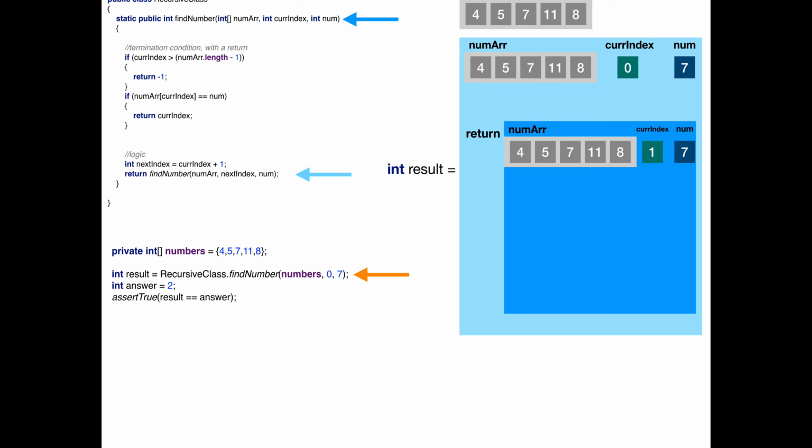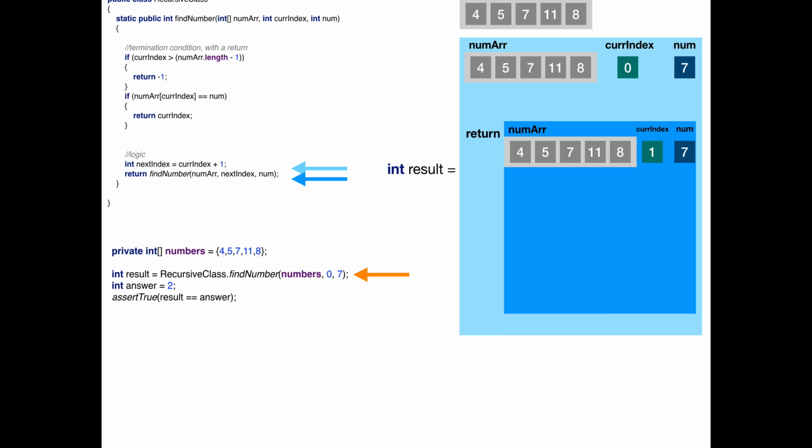So we're going to create some local variables for that instance of this method. And then in this case, current index is 1, it's not 0 anymore, and we're still looking for the number 7. We do the same logic. Current index is 1, it's not greater than 4. We're going to look at the next spot in num array, which is 5. 5 is not equal to 7, so we're not going to return anything. We're going to create the next index one more time, and then we're going to create one more call, one more instance of this method.